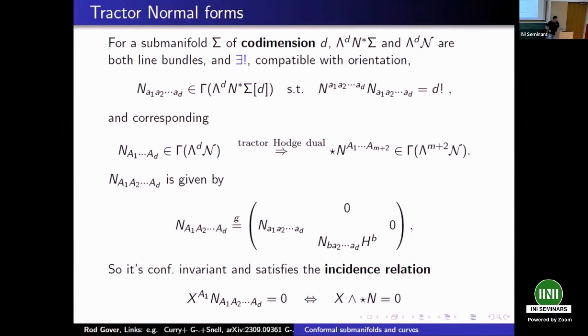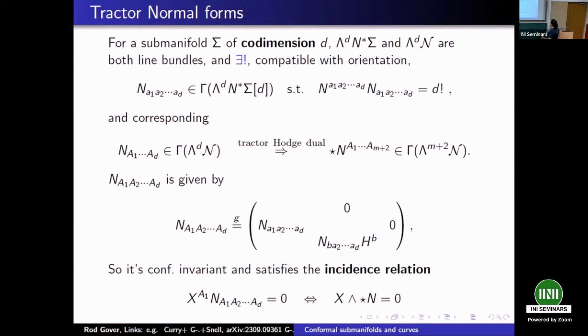Okay, so tractor normal forms. I want to talk about another way of doing this submanifold calculus that turns out to be very useful and important. So far we proceeded in the usual way, which is to make these projectors, a normal projector and a tangential projector, but in the tractor sense.